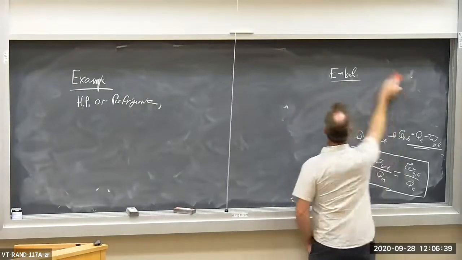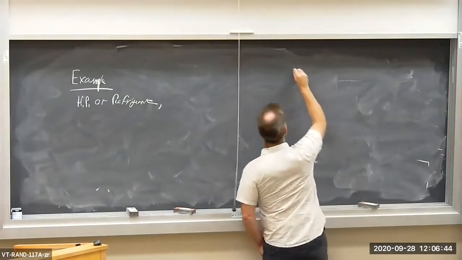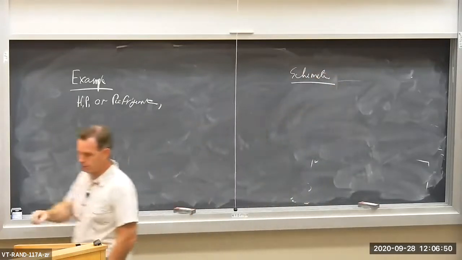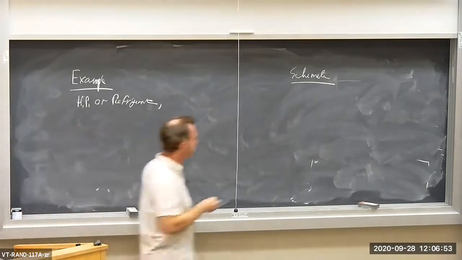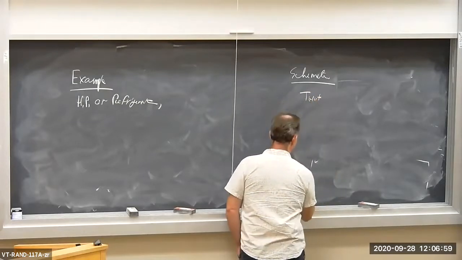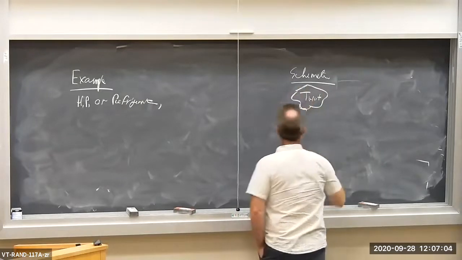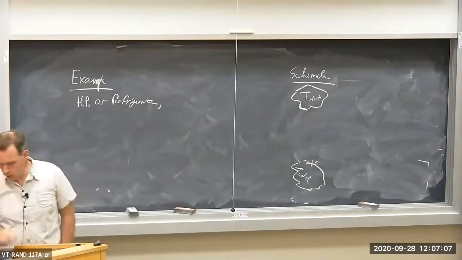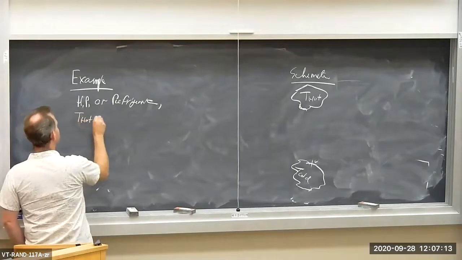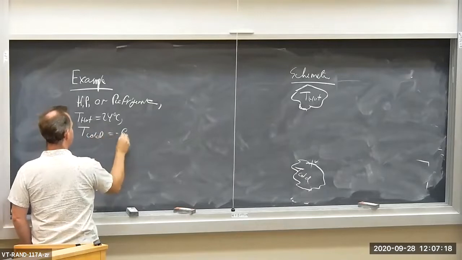that I'm going to be indicating here. Sketch or schematic. So we have a cyclic device. Let's say we have a hot place and we have a cold place. T hot and T cold are 24 and negative 6 degrees C. So T hot is 24 degrees C. T cold is negative 6 degrees C.